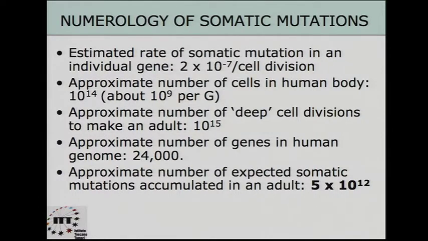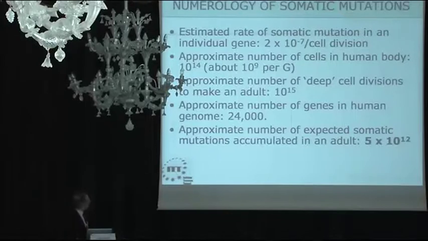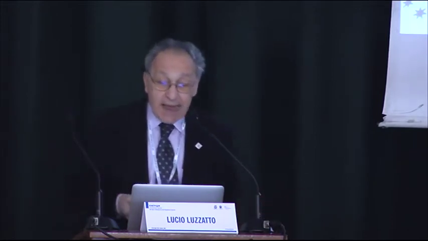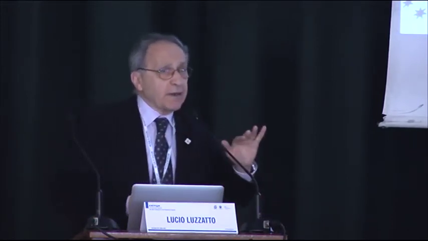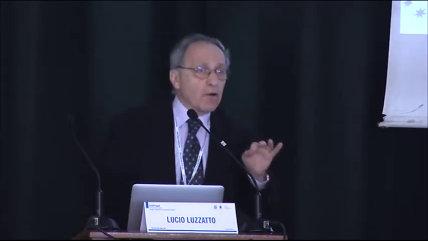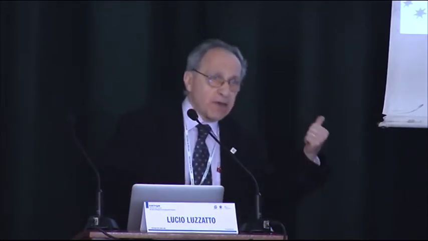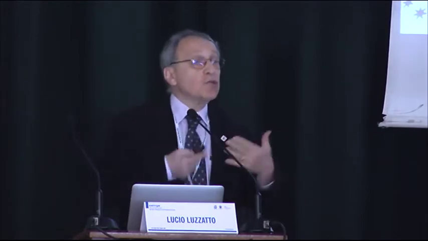The approximate number of deep cell divisions, deep having to do with the stem cell and progenitor cells, to make an adult is 10 to the 15. And the ultimate result that I like to point out is that the expected number of somatic mutations accumulated in a normal adult is of this order. Of course, unfortunately, it goes up with age. I don't like it, but it's the truth. So we are working against the background of an enormous number of somatic mutations, the majority of which, of course, are irrelevant. The majority are what in Darwinian evolutionary language we call neutral mutations.